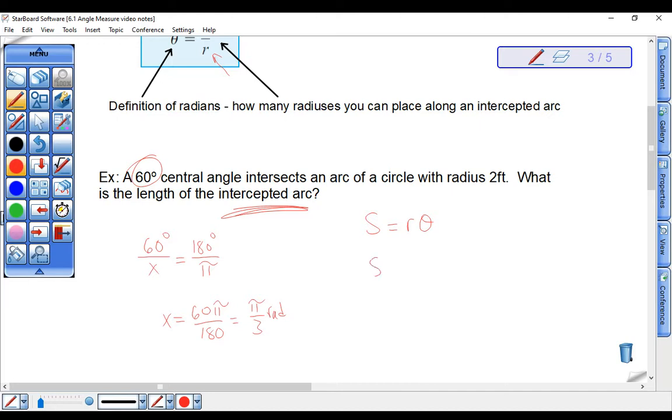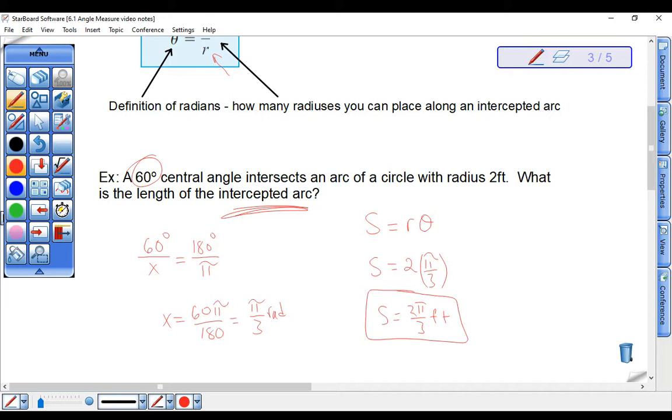So that means my arc length S would be pi over 3 times my radius, which is 2 feet. Let me put this in the same order as my formula: 2 feet times pi over 3, or S equals 2 pi over 3 feet. So that would be how long the arc of a 60-degree angle is, 2 pi over 3 feet. And remember, pi is 3.14, right? So it's a little bit more than 2 feet.